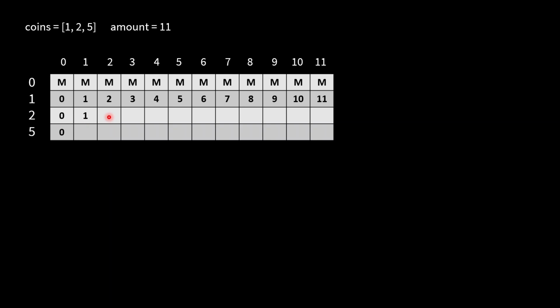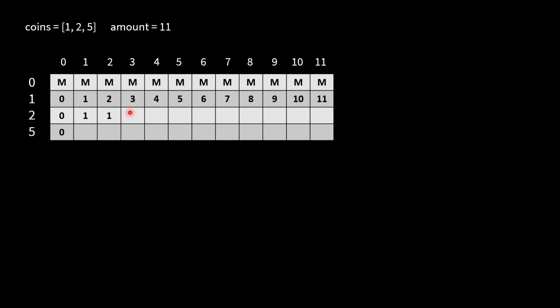Now how can I find it using this table? Have a look at the index number here. Here our index is 2 and here our coin value is 2. So we can subtract this coin value from this index and see that particular cell. If we subtract 2 from 2, we get 0. In this 0 cell, what do we have? We have 0, and we simply add 1 to this value and get our expected result, that is 1.